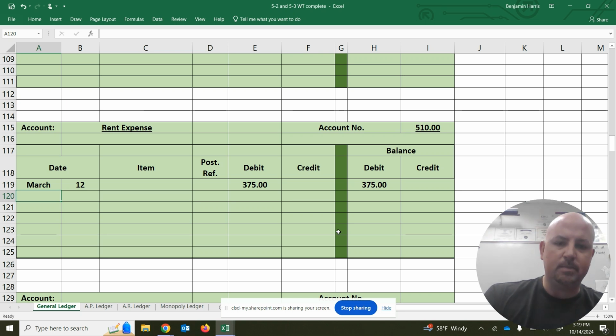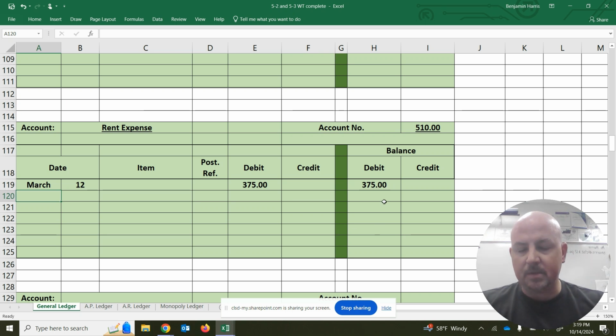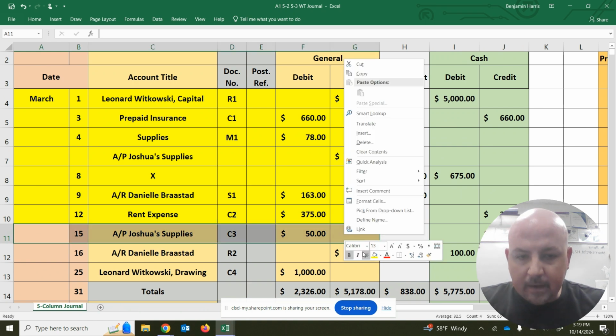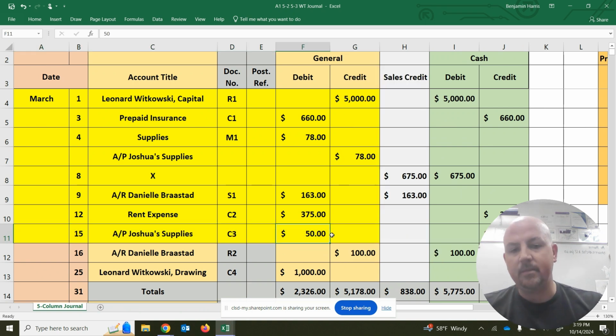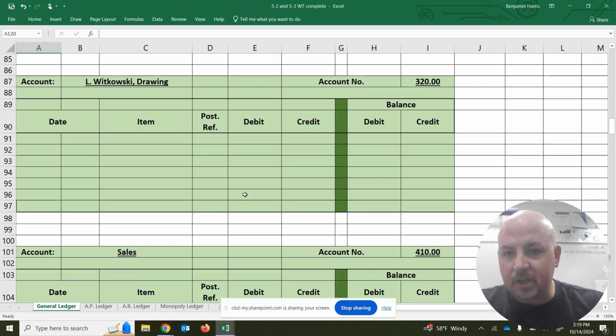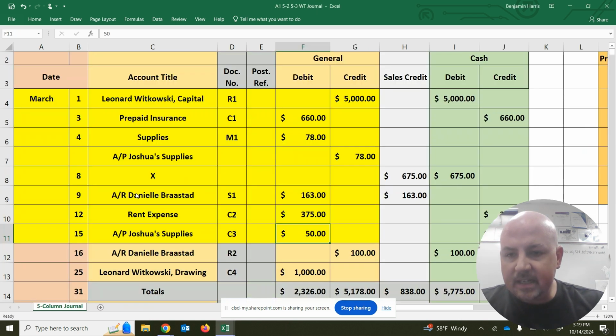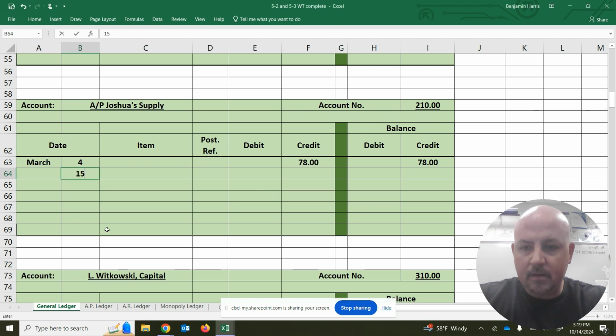Okay, rent expense now has a debit balance of $375. All right, going back to Joshua Supplies, we have a debit here. Up here we had a credit. Down here we have a debit of $50. So let's go back to Joshua's real quick here. The date is March the 15th, and we have a debit of $50.